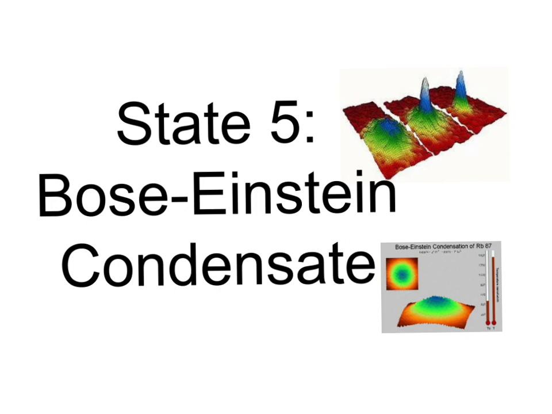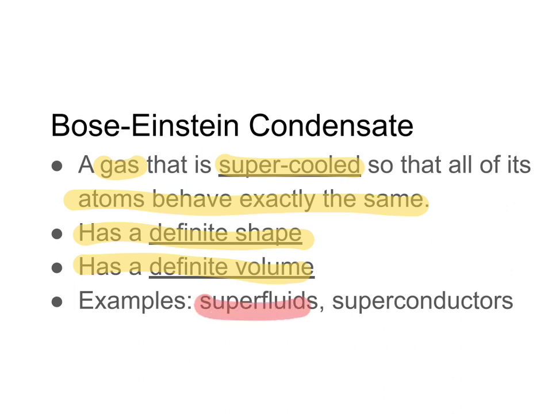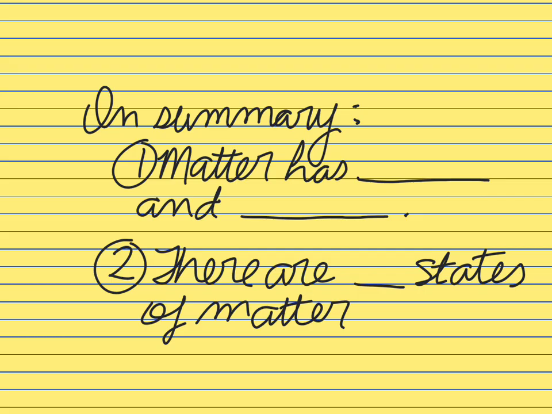Our last state of matter is called Bose-Einstein condensate, and this is probably one that your parents haven't even heard of because it's pretty recently discovered. Bose-Einstein condensate, you take a gas, only this time you supercool it so that all of its atoms behave exactly the same. So even though it's a gas, with that supercooling, it has a definite shape and it has a definite volume. This is pretty advanced stuff, but in case you are interested, some examples would be things like superfluids and superconductors.